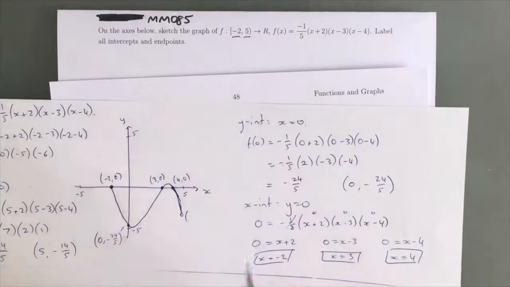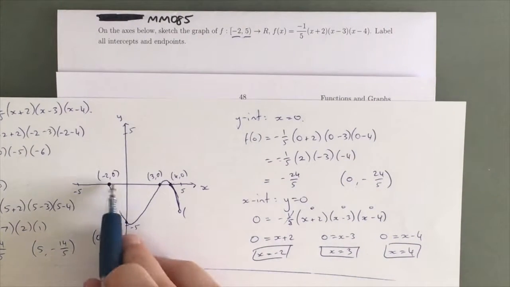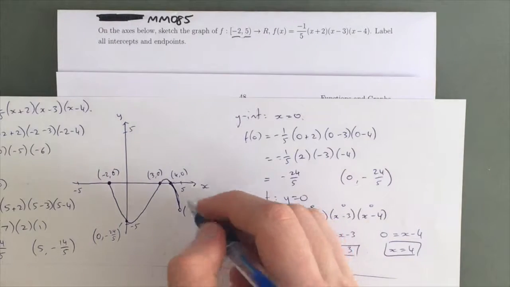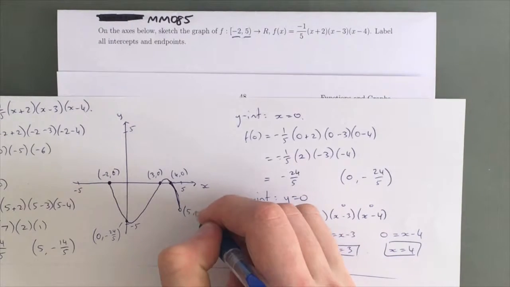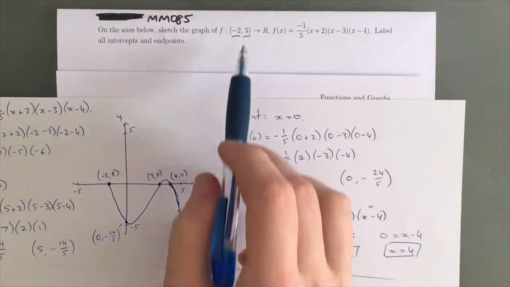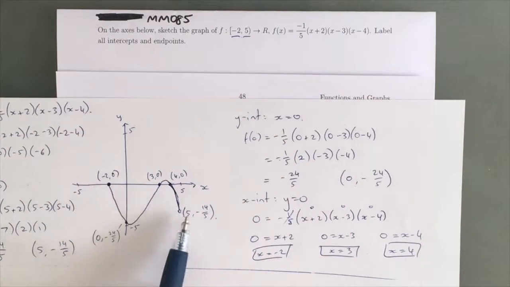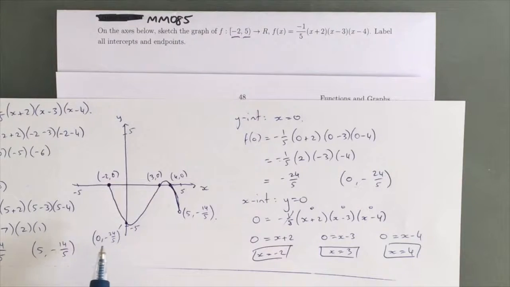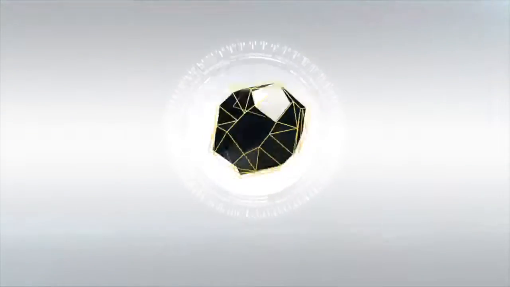We also need to label our endpoints. This endpoint is already labeled because it happened to be an intercept as well, but this one is 5, negative 14 over 5. Make sure that your domain is correct. So we've done from negative 2 to 5, and we've labeled all of our intercepts. So that's everything. This is our final answer.